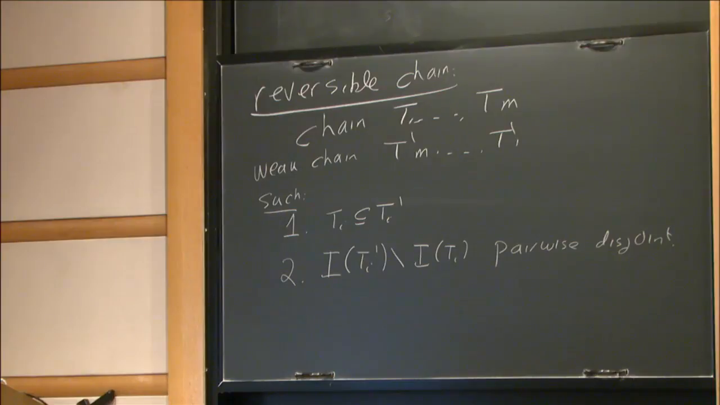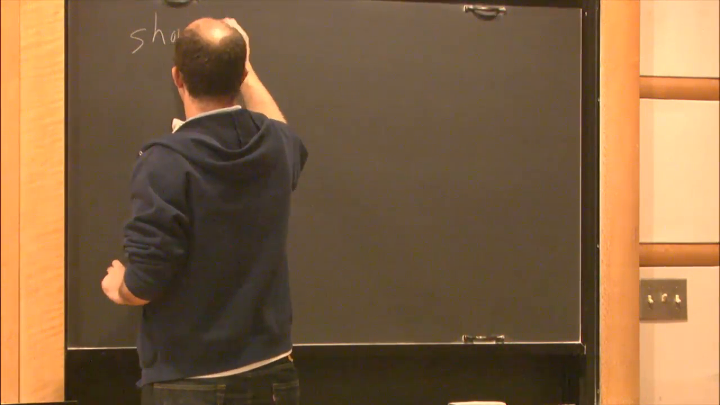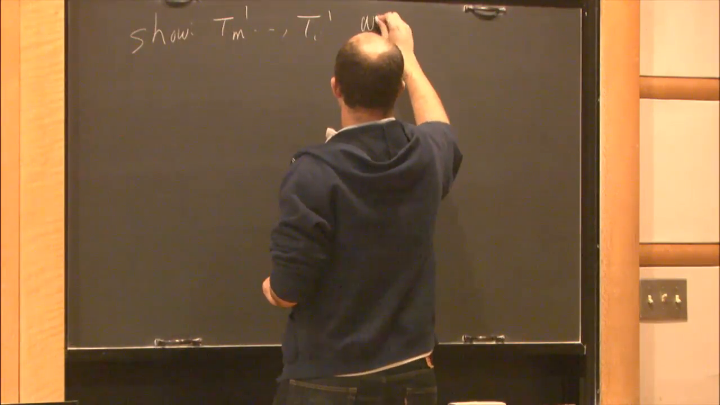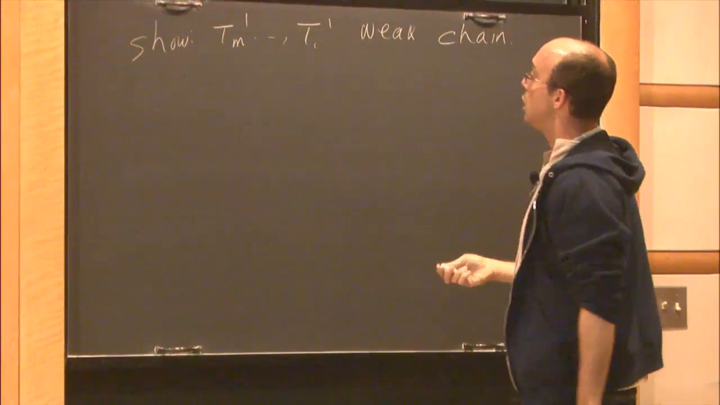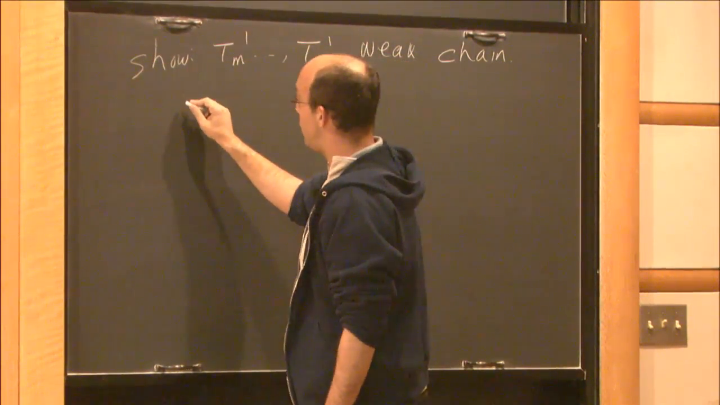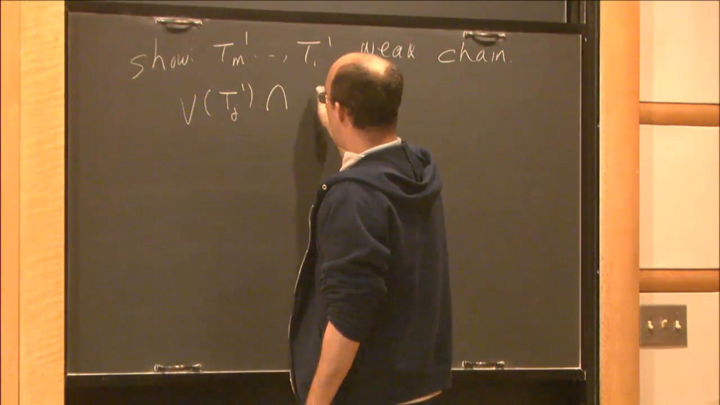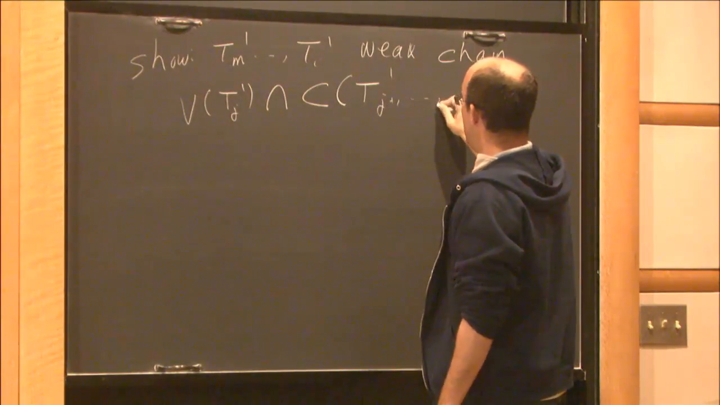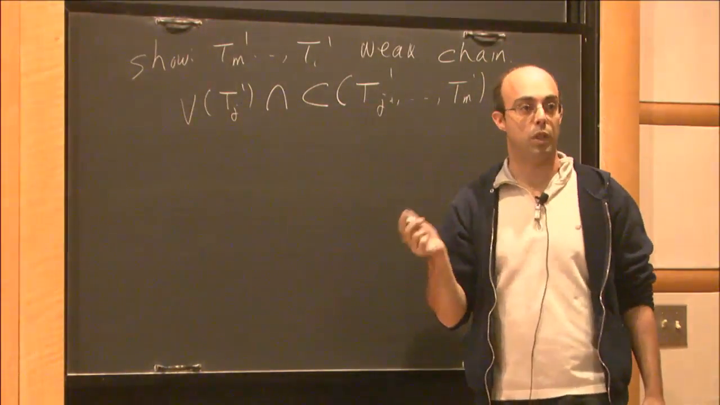So this is what I want to show you. This will be the last part of the proof. I want to show that Tm prime up to Ti prime is a weak chain. Just to remind the definition, this means that if I take the vertices of any Tj prime here, it should intersect the cube defined by Tj plus 1 prime up to Tm prime. So this is just the definition of being a weak chain.